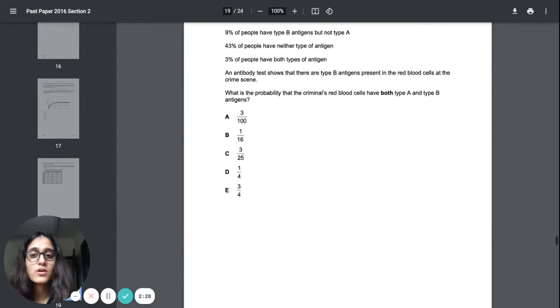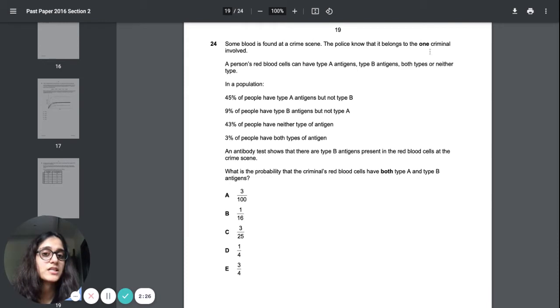Question 24. Some blood is found at a crime scene. The police know that it belongs to the one criminal involved. A person's red blood cells can have type A antigens, type B, both types, or neither. In a population, 45% of people have type A antigens but not type B. 9% of people have type B antigens but not type A. 43% of people have neither type of antigen. 3% of people have both types. An antibody test shows that there are type B antigens present in the red blood cells at the crime scene. What is the probability that the criminal's red blood cells have both type A and type B antigens?